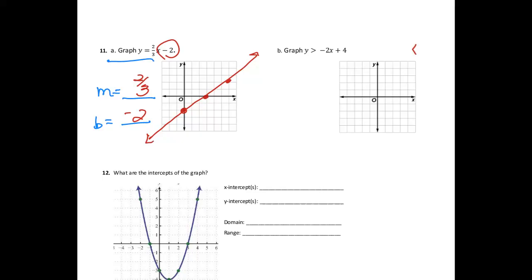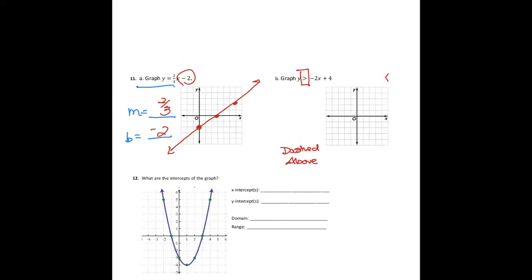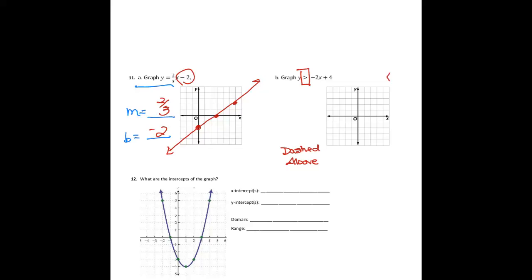Don't forget inequalities. What kind of a line is this inequality going to have? Dashed or solid? Dashed. And as it appears now, am I going to shade above or below? Above. Shade above. Okay.